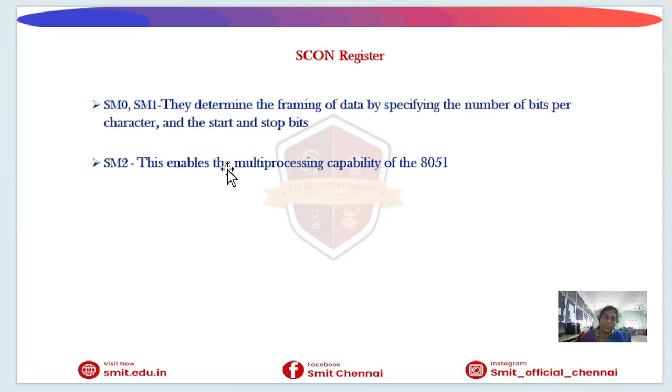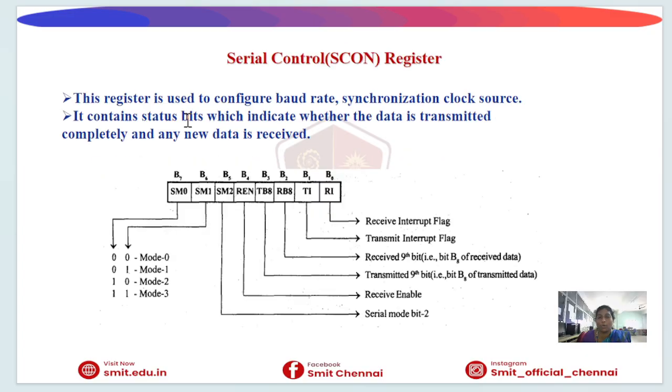The SCON register bits SM0 and SM1 are the serial communication mode bits. They determine the number of data bits, start bit and stop bit. SM2 is used for multiprocessor communication. These bits decide the framing format of serial communication. Then REN: if REN is equal to 1, the 8051 can receive serial data. When REN is equal to 0, the receiver is disabled.